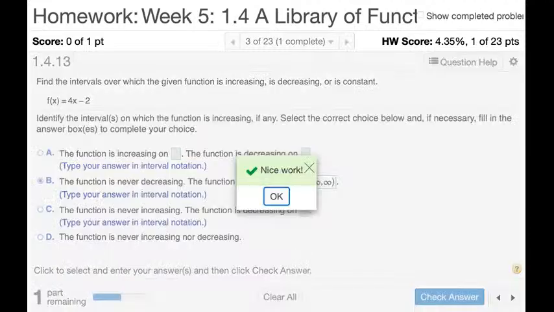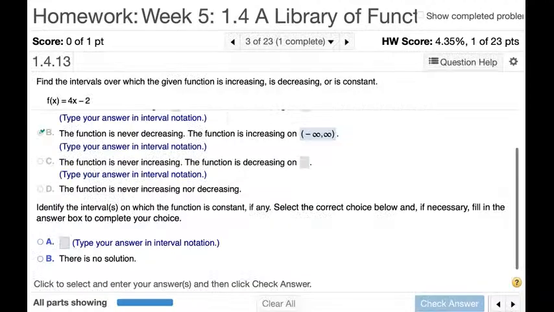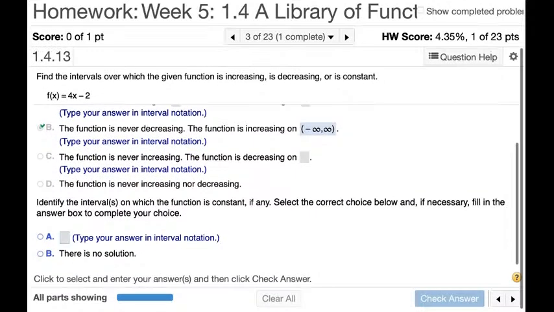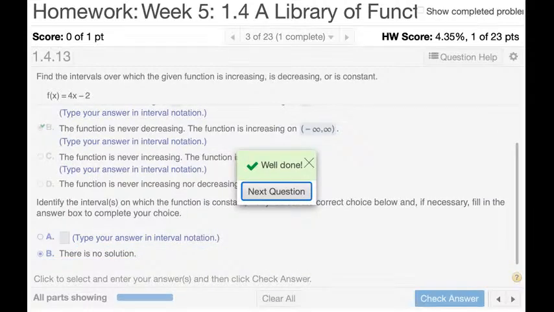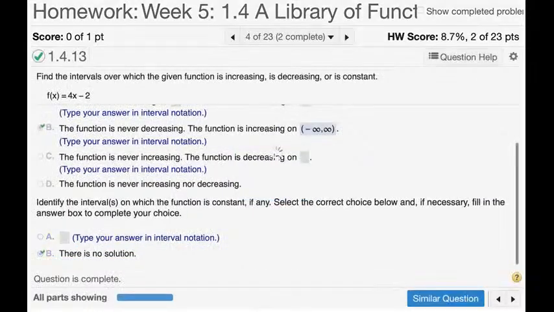Okay. Identify the intervals over which the function is constant. There is no, it's never constant, right? It's always increasing. Increasing, decreasing, or constant, right?